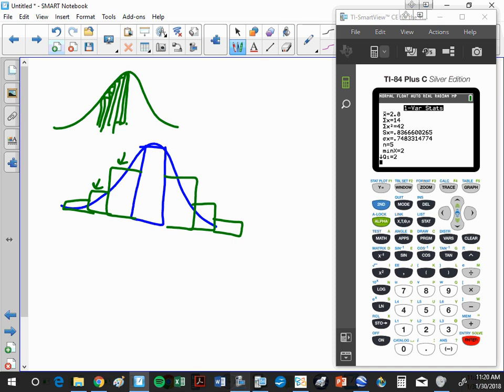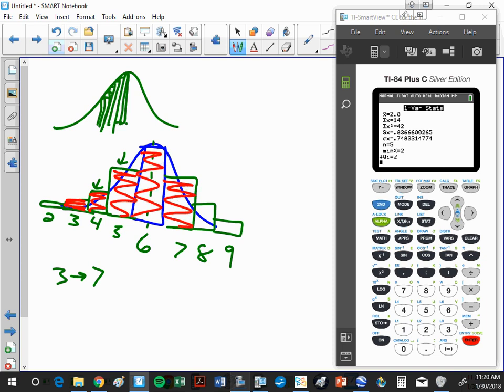So here, if this was 6, if that's your middle, let's say I wanted to go from 3 to 7. What would my edges be? Well, 6, 5, 4, 3, and then I'd have another one over here, 2, 7, 8, 9. So I want to count up the 3 column, the 4 column, the 5 column, the 6 column, and the 7 column. So what is that point right there? 2.5. And what is this point here? 7.5.